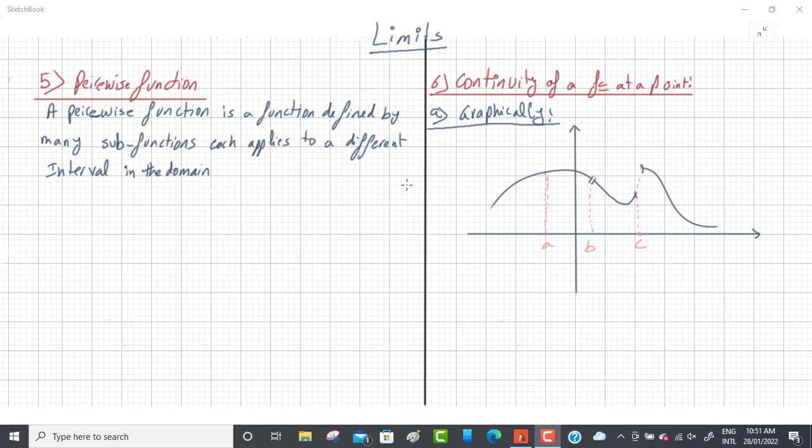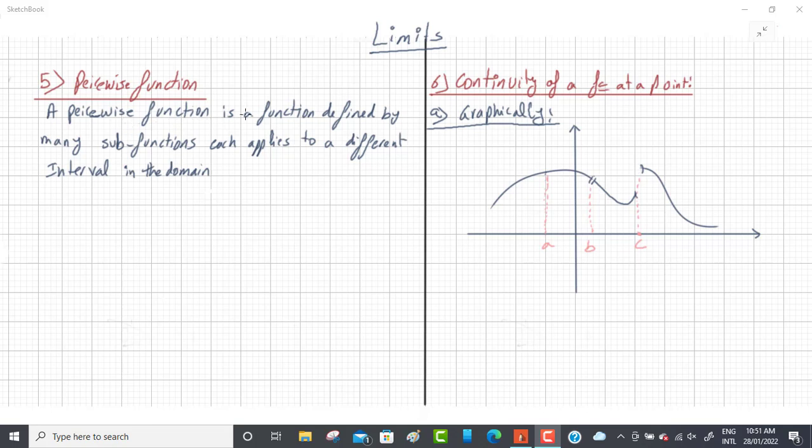Salam, we're still in the same chapter, limits. We will talk today about continuity of a function at a point and maybe later over an interval, but before talking about continuity, you should know what a piecewise function is.